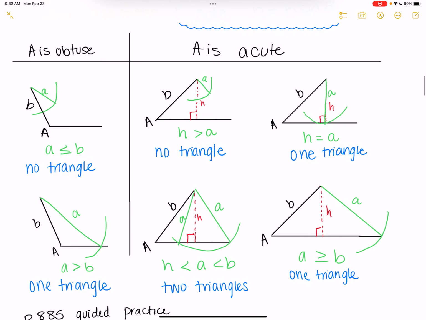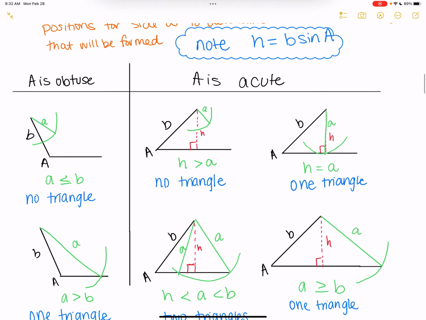Okay. So basically, y'all can just copy these down, and I'll just kind of talk as you go. So I'm not sure. Did y'all write down this H is equal to B sine A? Yes. Mm-hmm. Okay.